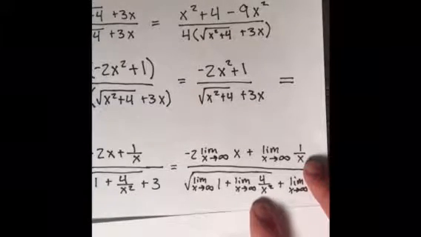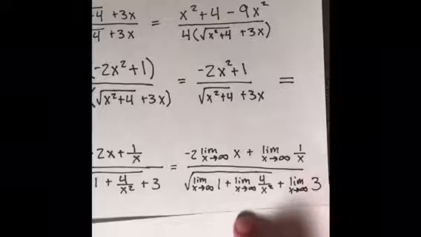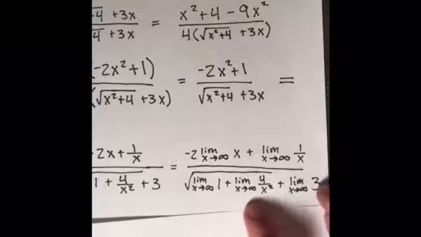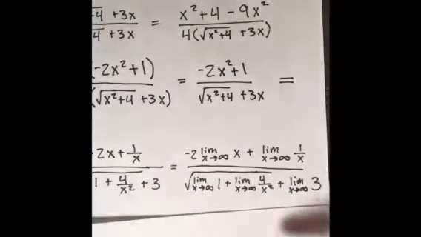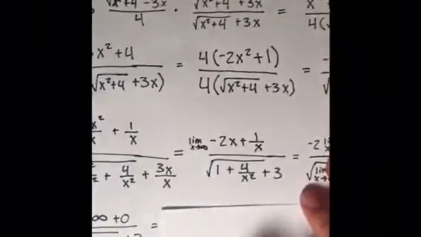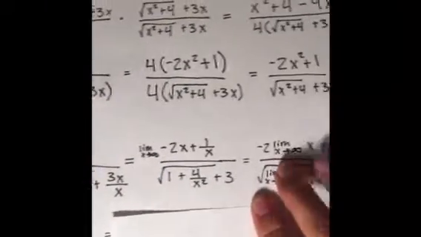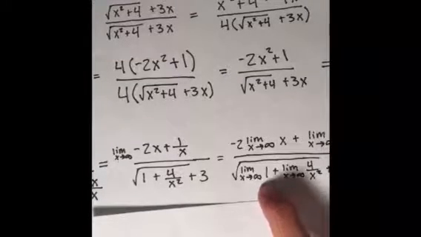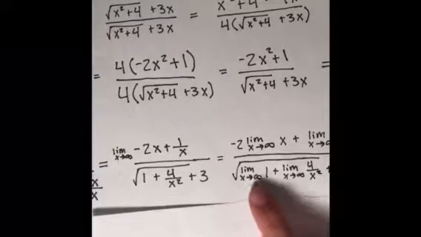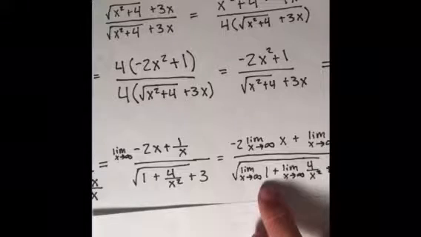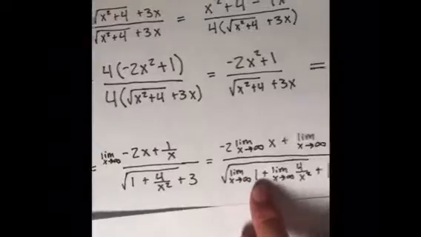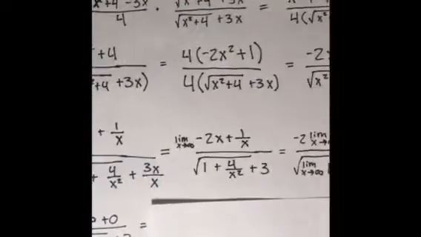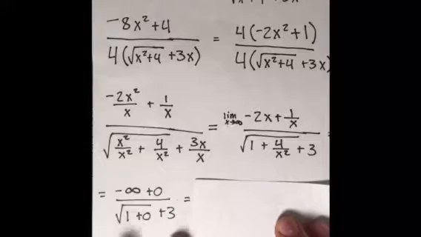4 over infinity squared, with x approaching infinity, is going to approach 0, because 4 divided by a very large number is going to approach 0. And this is going to be 1 because you have no input of x when you take the limit as x approaches infinity of a constant. So this constant does not change. This 1 and this 3 are going to remain 1 and 3, as you can see.